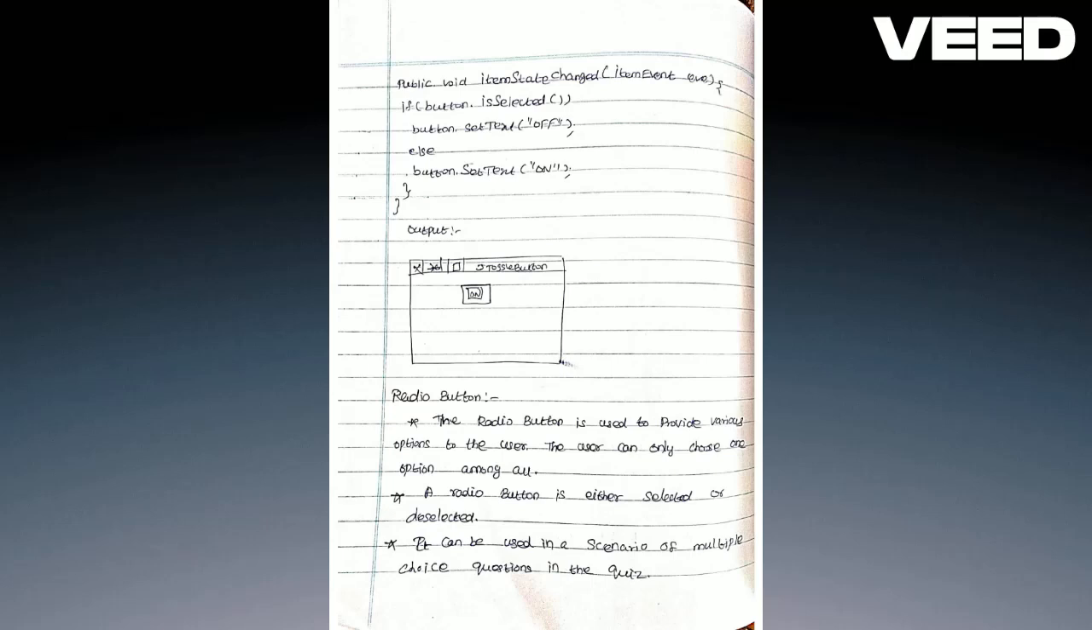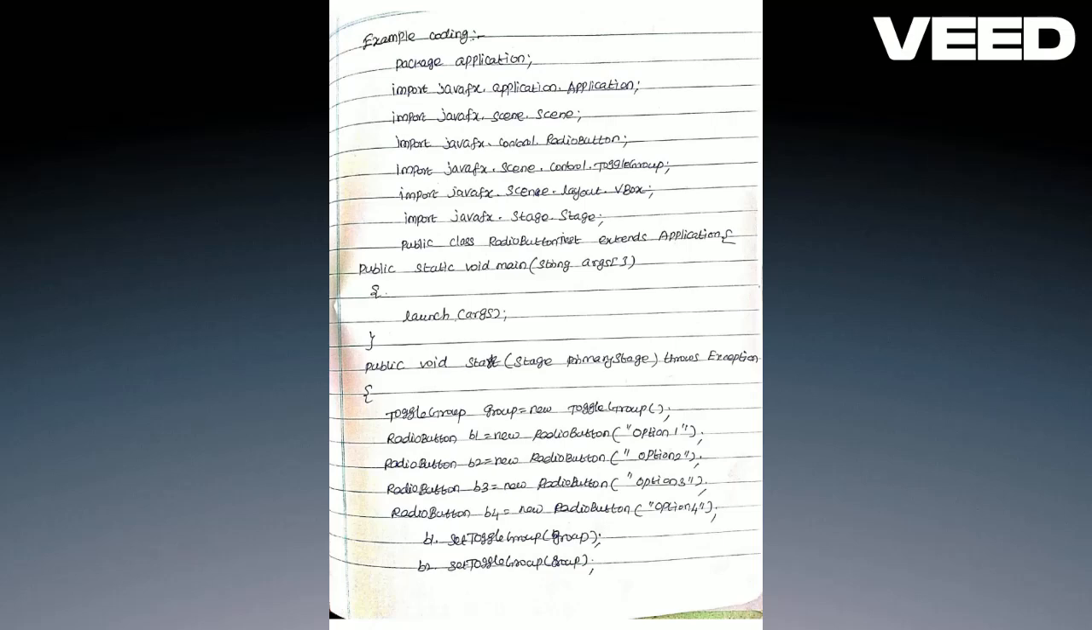So now we move on to the coding part. How can we create the application using a radio button? First we have to import the application package. After that we have to create the scene. For that, import javafx.scene.Scene. Then now we are importing javafx.scene.control.RadioButton. In control only we have the radio button option.